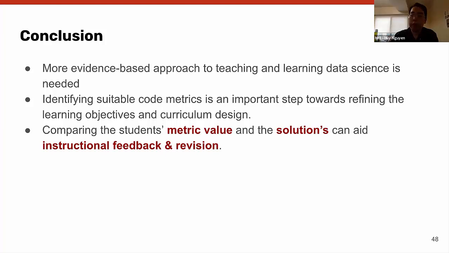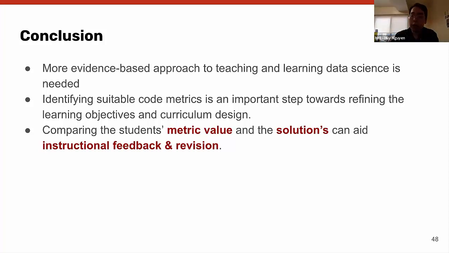So in particular, we found that the number of library codes, rather than traditional metrics used in CS1 courses, is more reflective of student progress. And we believe that identifying other suitable metrics is an important step towards refining the learning objectives and curriculum design.